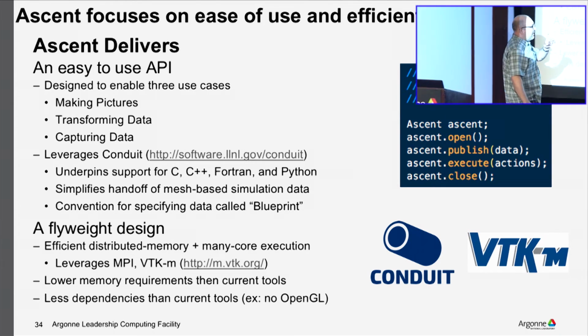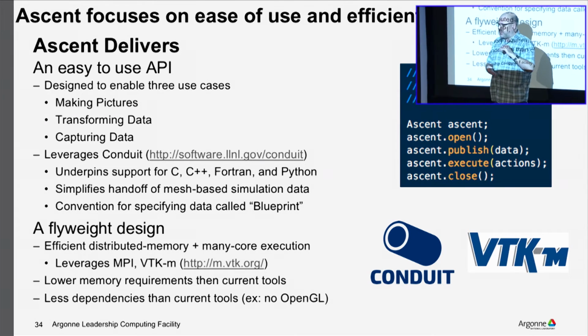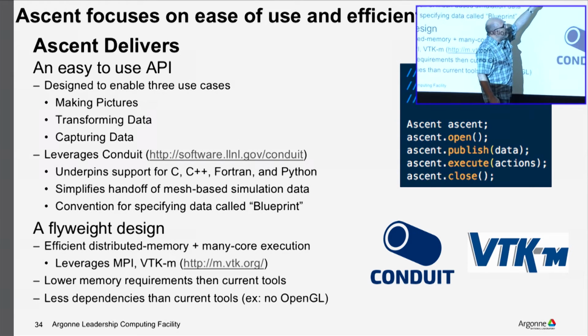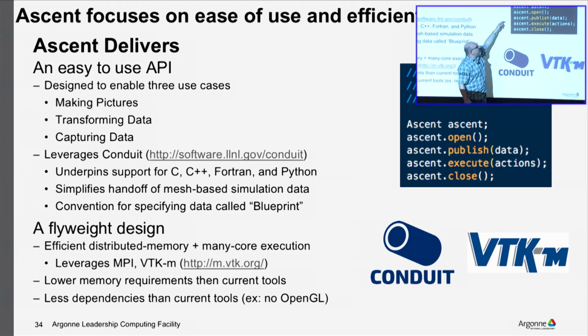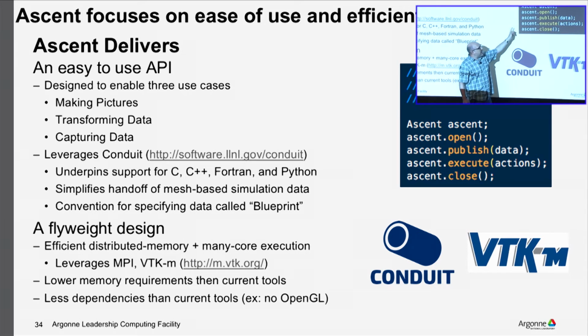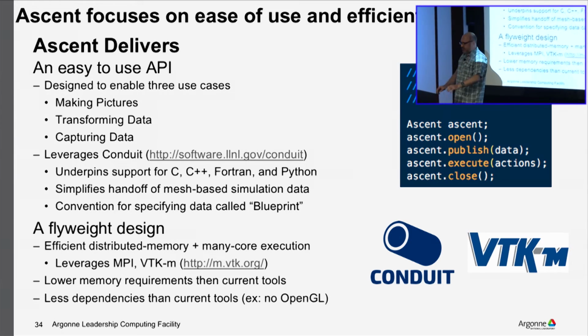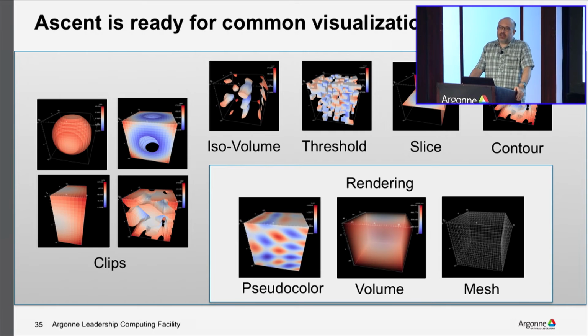And remember, I mentioned pseudocode and SENSEI, and here things are really similar, right? So when you want to use Ascent to instrument your application, you just do an Ascent open, and then when there's new data, you just publish that data, execute it to do the analysis, and then close when you're done. So those are things that Ascent can provide.